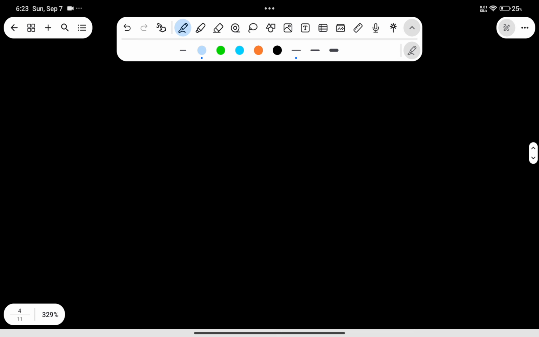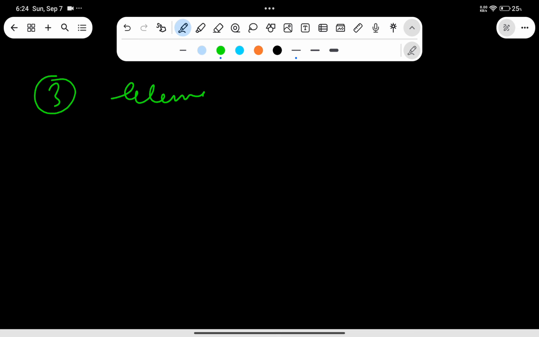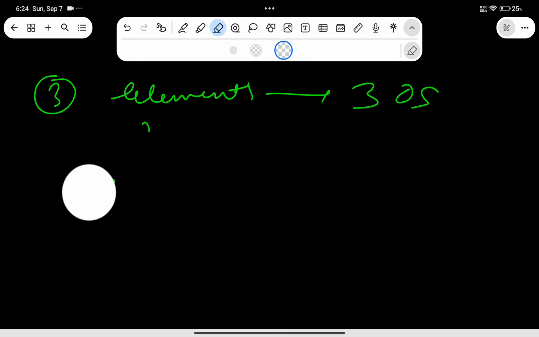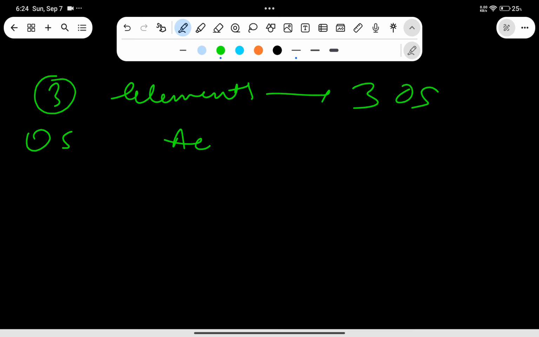Coming to the third point: what will we do if an element has 3 oxidation states? So we'll see acid and anion. Let me write it this way so that it takes less space. Oxidation state, acid and anion.